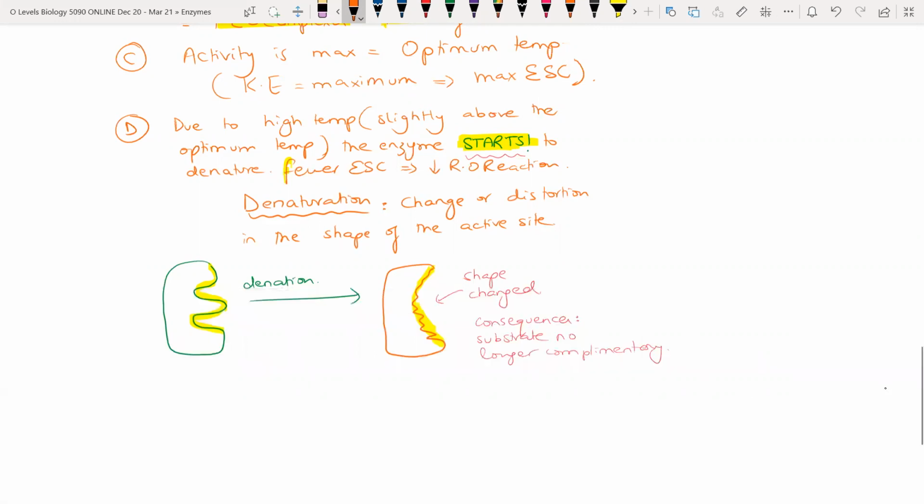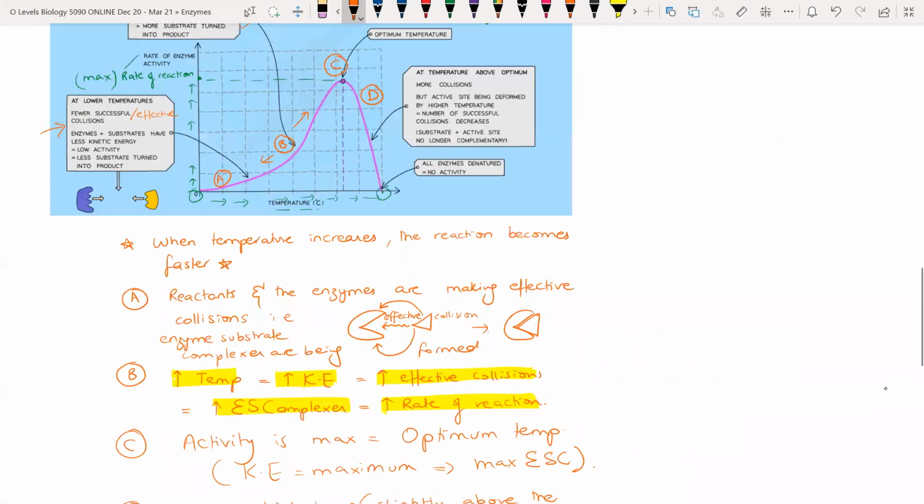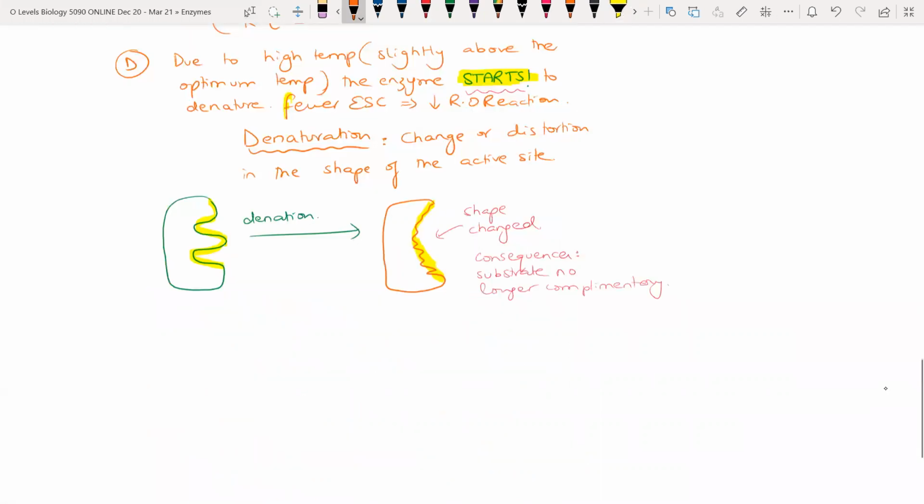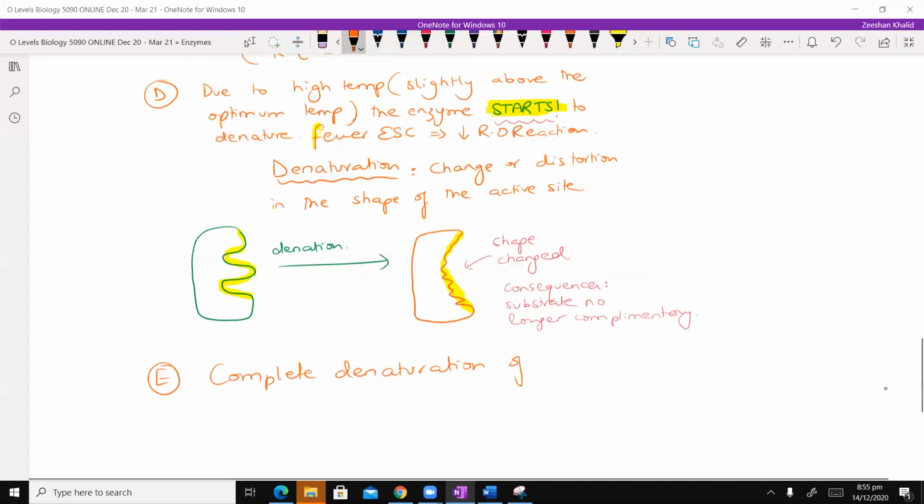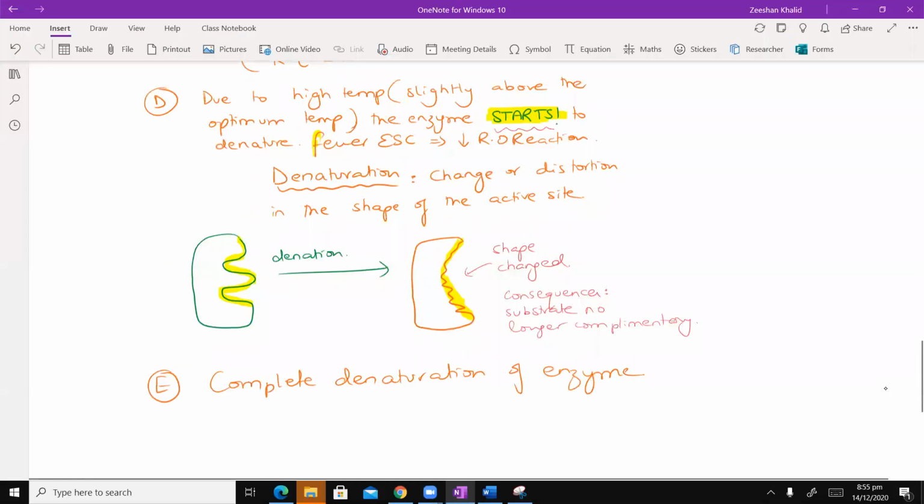All right. And then at point E, that's the point which marks complete denaturation of the enzyme. What that means is that the active site has been completely distorted.